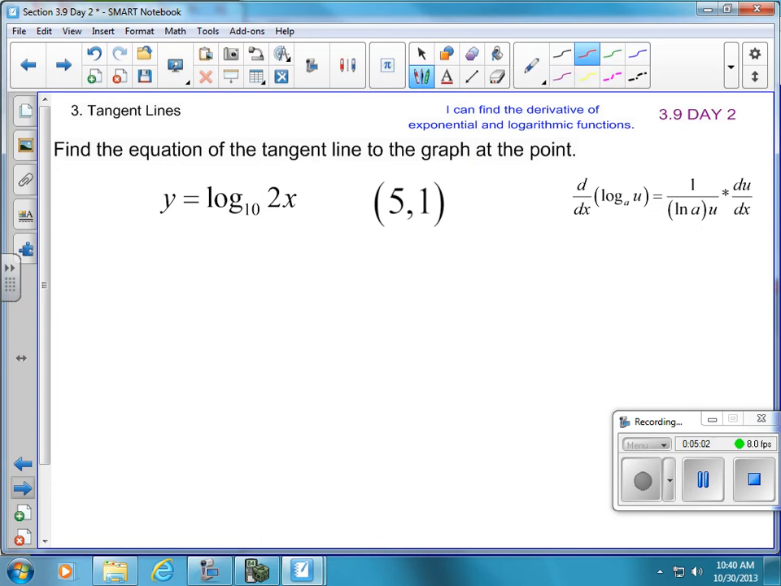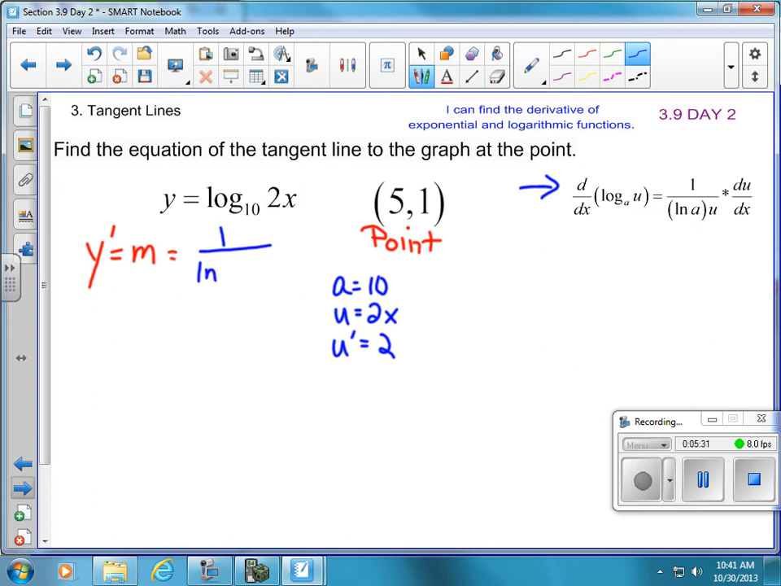Thank goodness they gave us the point. We don't have to figure out the point. We just have to figure out the slope, which is taking the derivative. So let's look at our log function here and compare it with our equation over here for log derivatives. A equals 10, u equals 2x, and therefore the derivative of u is 2. So let's plug this into our equation.